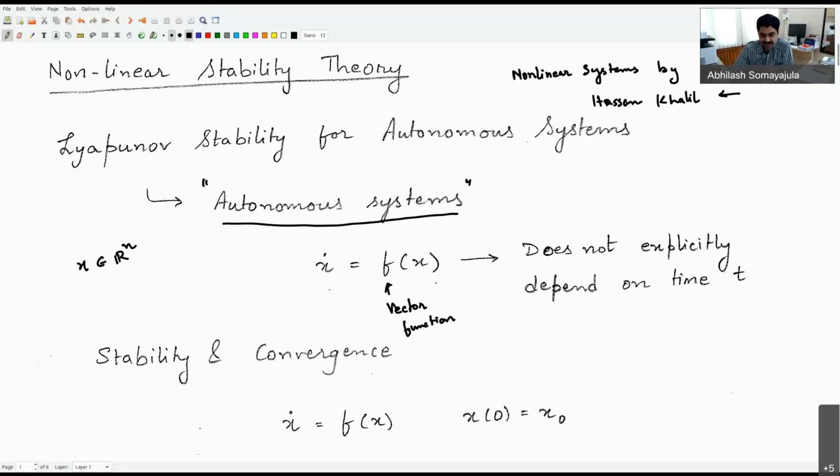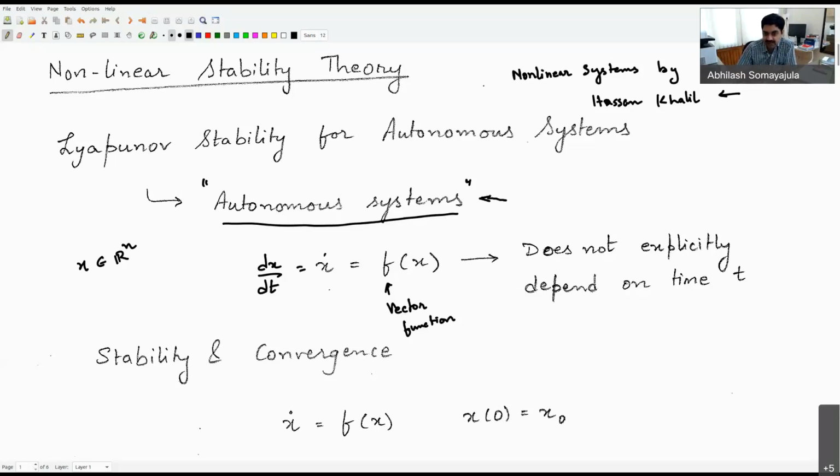But notice how there is no dependence on time anywhere here. I'm purely saying x dot is equal to f of x. x dot is nothing but dx by dt, the differentiation of x with respect to time, and that is equal to f of x. So there is no explicit dependence on time in the derivative of this state space. That system is called an autonomous system.